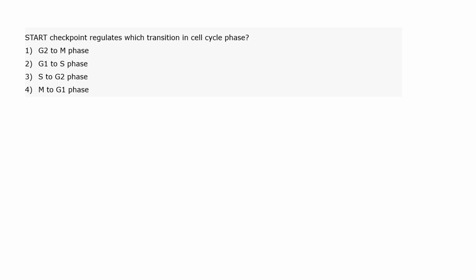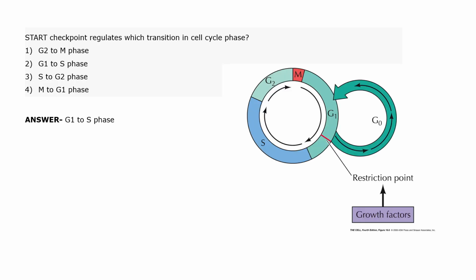Okay, so this we have discussed before, right? So the answer to this question is option number B, G1 to S phase. Basically, you can see that in the G1 phase there is a checkpoint, which is also called a restriction point or start checkpoint. So it needs to pass through a checkpoint so that it can transition from G1 to S phase.